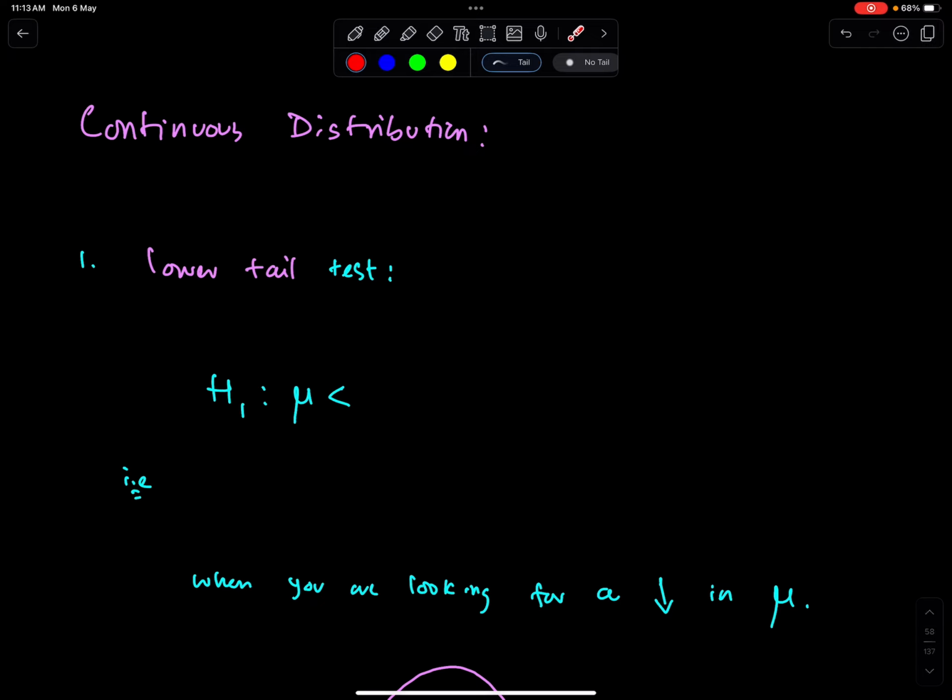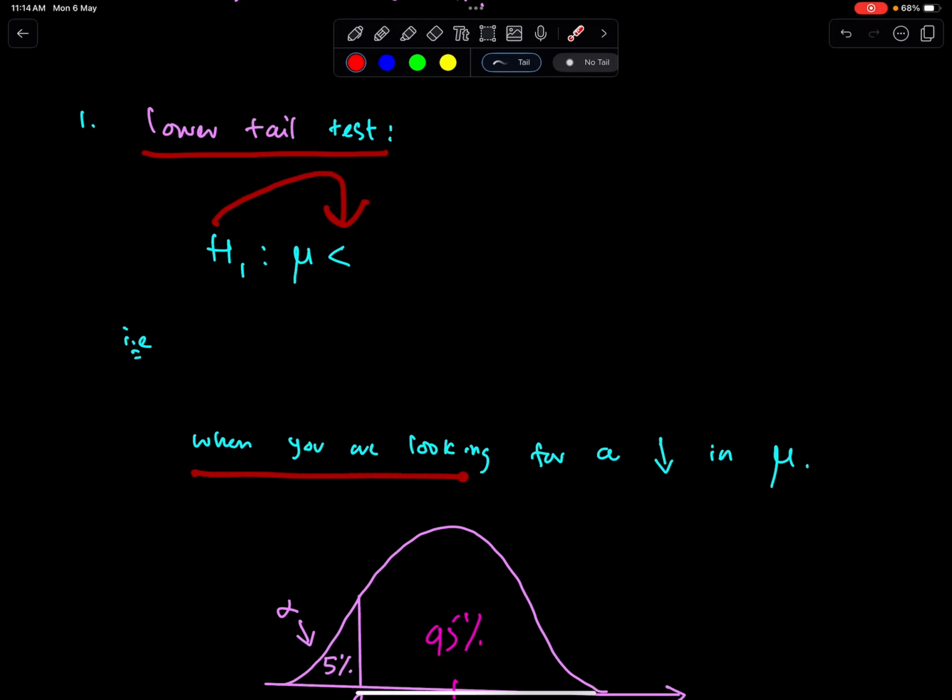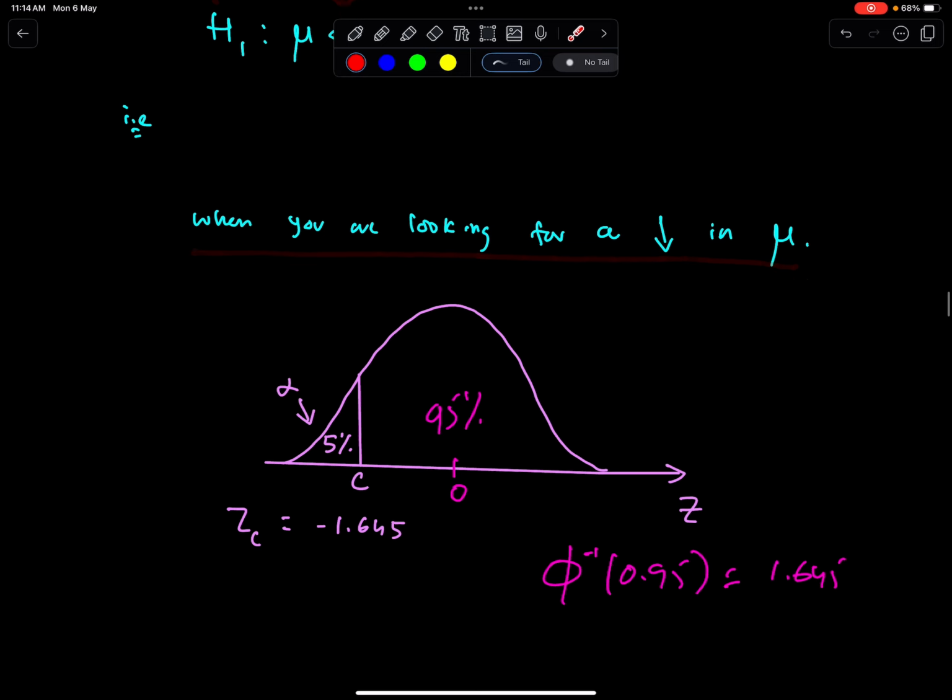There are three types of tests. The lower tail test: when H1 involves a lesser sign, that is, when we are looking for a decrease in mu, then we perform the lower tail test. And the critical region is on the left side of the zero.